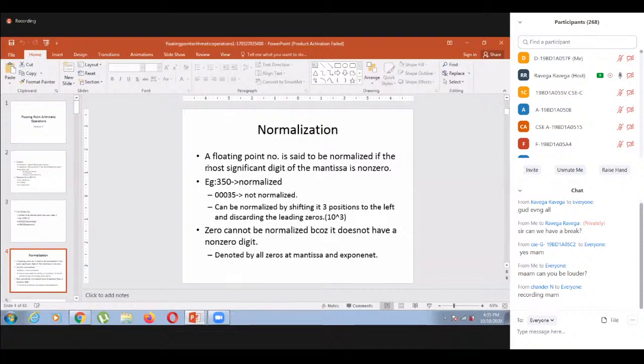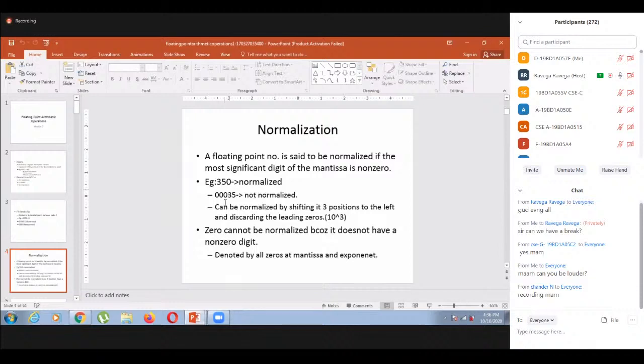A floating point number is said to be normalized if the most significant digit of the mantissa is non-zero. If the most significant digit is non-zero, then you can perform normalization. In this example, 350, 3 is a non-zero digit, so it is possible to normalize. It is an integer number, an understandable number. Using this number, you can perform operations.